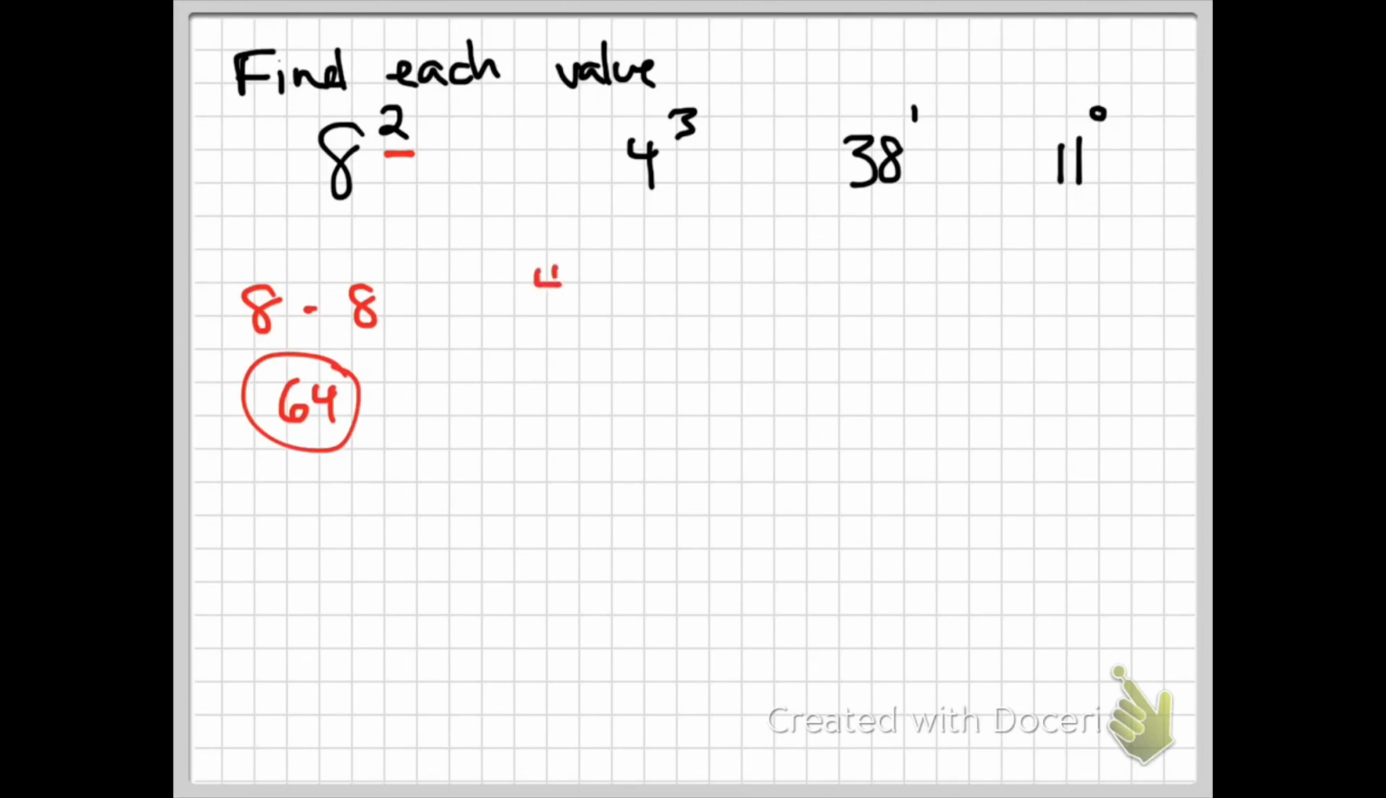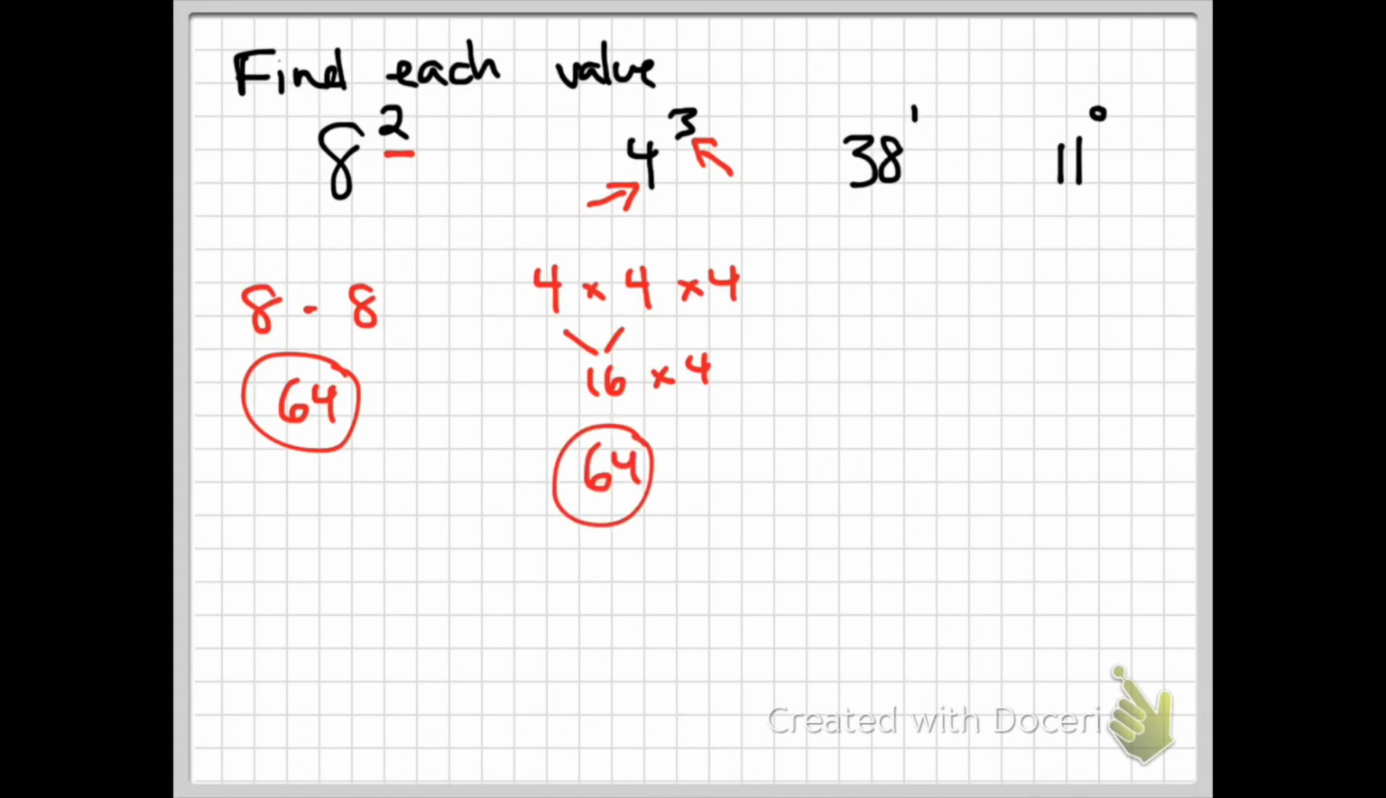Same thing here, 4 times 4 times 4. The 4 was our base. 3 is our exponent, telling us how many times to write that. 4 times 4 is 16, times another 4 is 64, not 12.